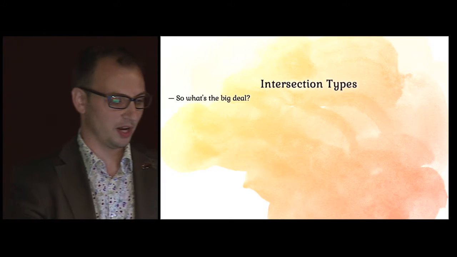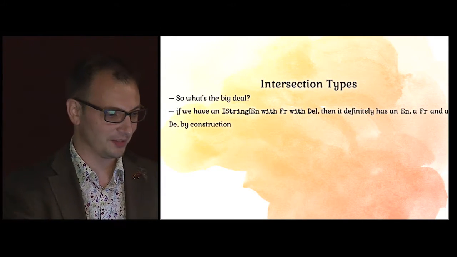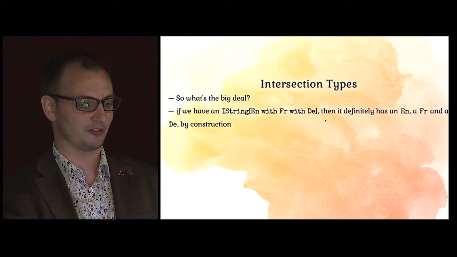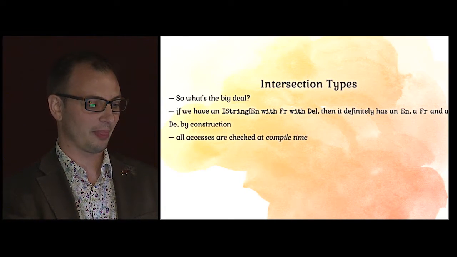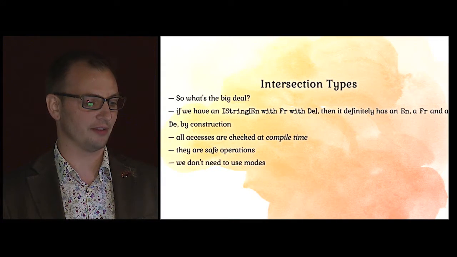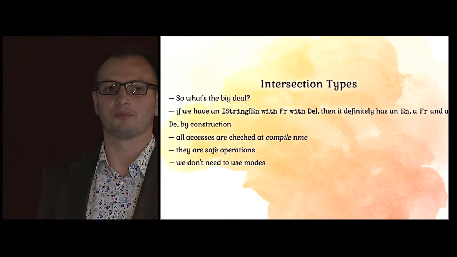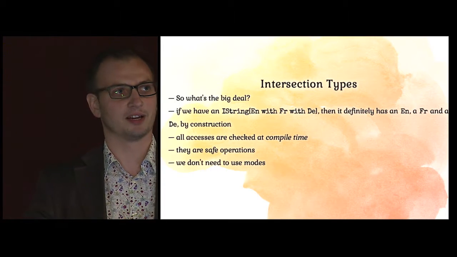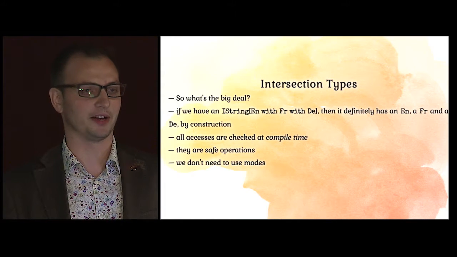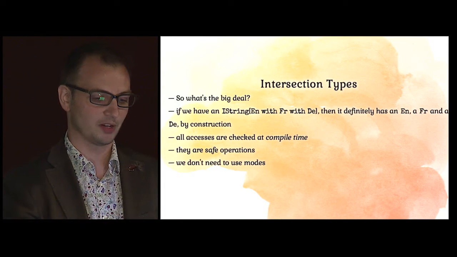So, why the big deal? Well, I think I've just explained that, haven't I? It will definitely have those types that are in the intersection there. Accesses are checked at compile time. They're guaranteed to be safe. So you might have thought, me talking about modes earlier, this would be a use case for modes because we're trying to get a value from a map which might fail. It won't fail. We don't need modes here.